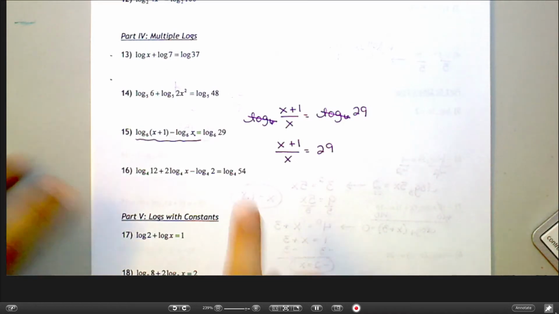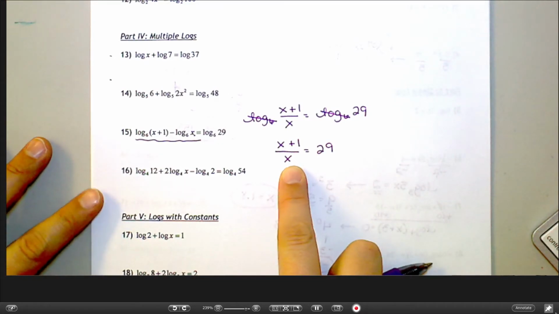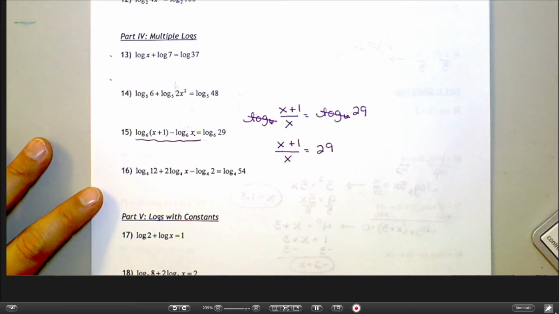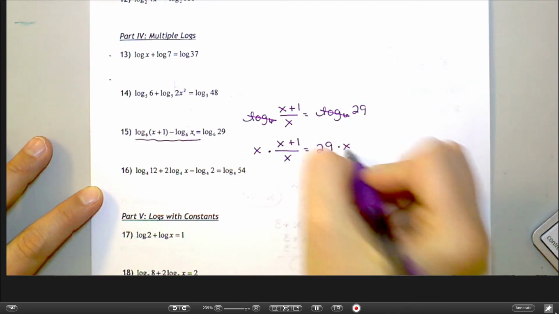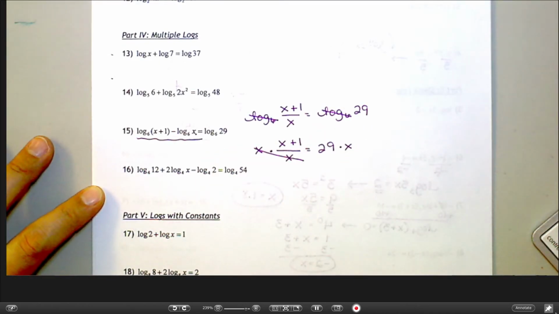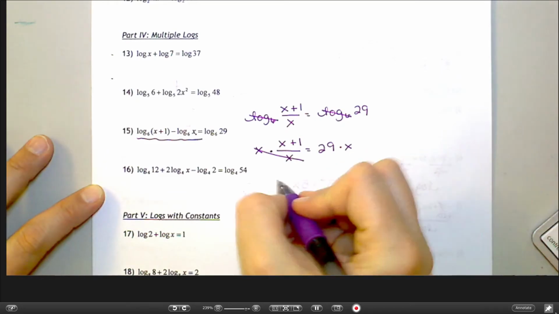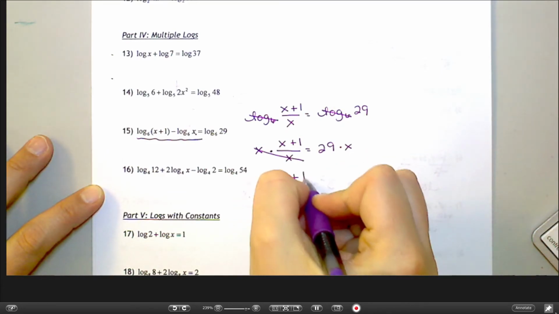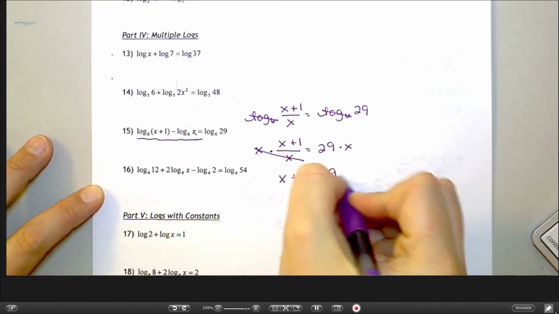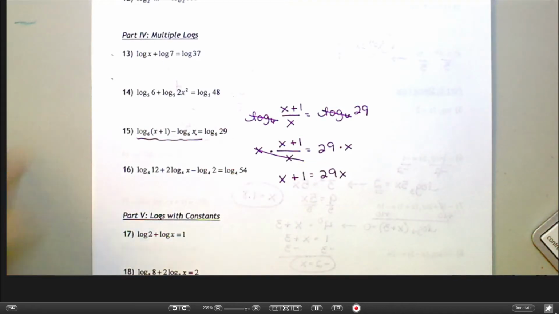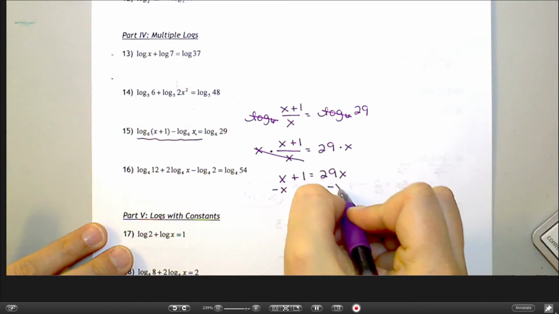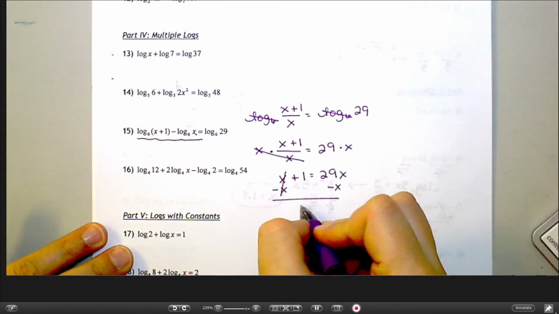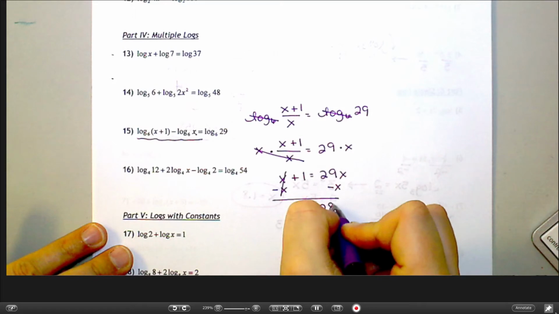Okay, if this were like a 5 down here, wouldn't you start by multiplying by 5 to get rid of that fraction? So let's multiply by x. Multiply by x here, multiply by x here. Cancel those out. So now I have x plus 1 equals 29x. Subtract the x. So I'm going to get 1 equals 28x.